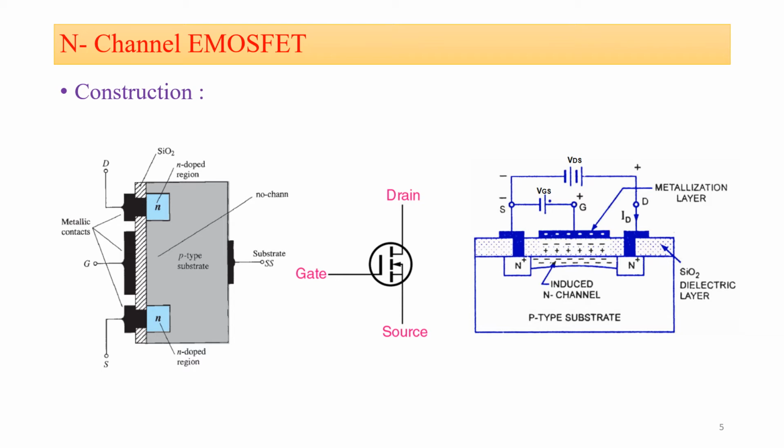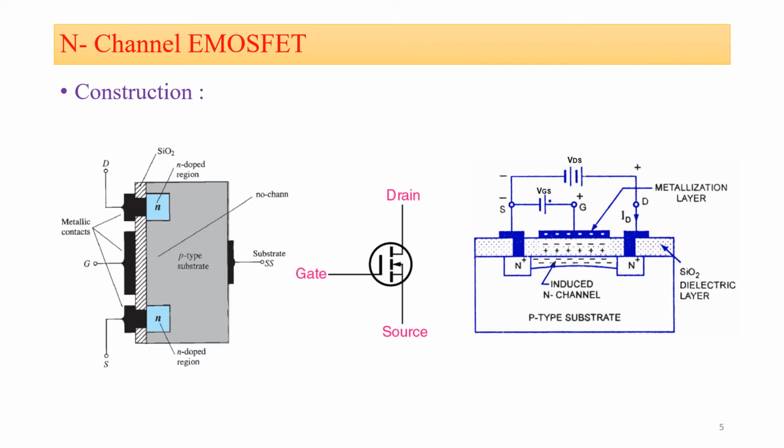Now how to enhance this channel? First of all, suppose VGS equals 0, that is, the gate to source voltage equals 0. When VGS equals 0 and a positive voltage is applied between the drain and source, that is, VDS is positive, then due to the absence of the N channel between drain and source, the drain current should be equal to 0.